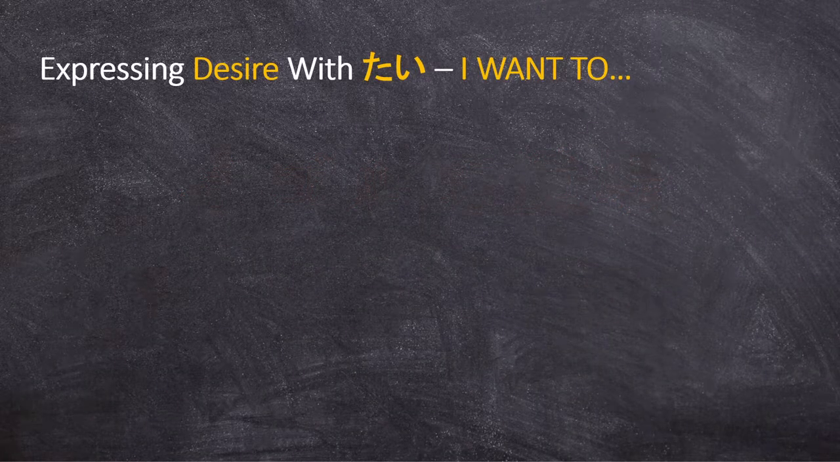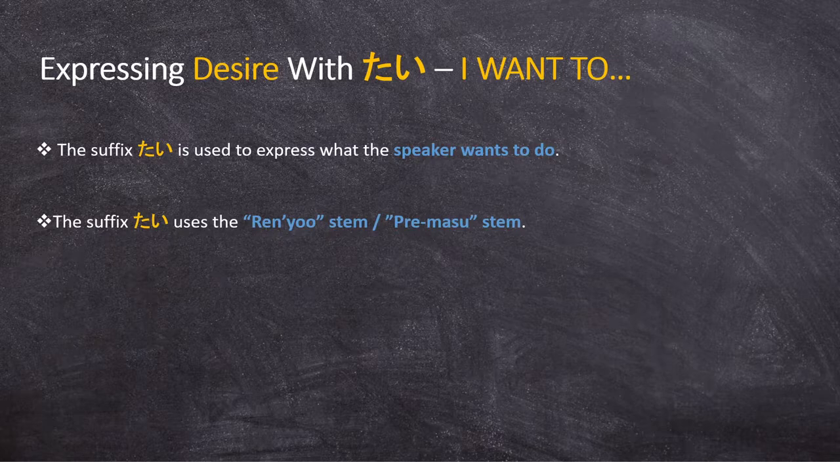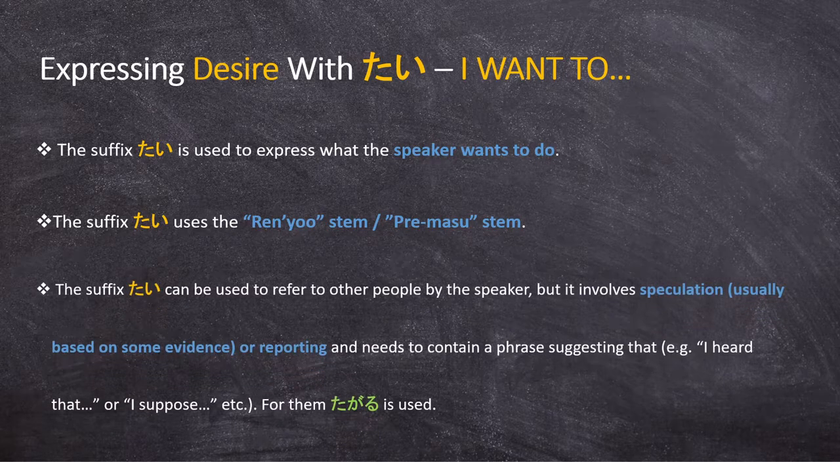Alright, so what are some of the most important things that we need to know about tai before we proceed further? Well, the first and the most important thing is that the suffix tai is used to express what the speaker wants to do. The second thing is that tai uses the renyo stem, or as it is more popularly known, the masu stem. And finally, that the suffix tai can be used to refer to other people by the speaker, but it involves speculation or reporting and needs to contain a phrase suggesting that.